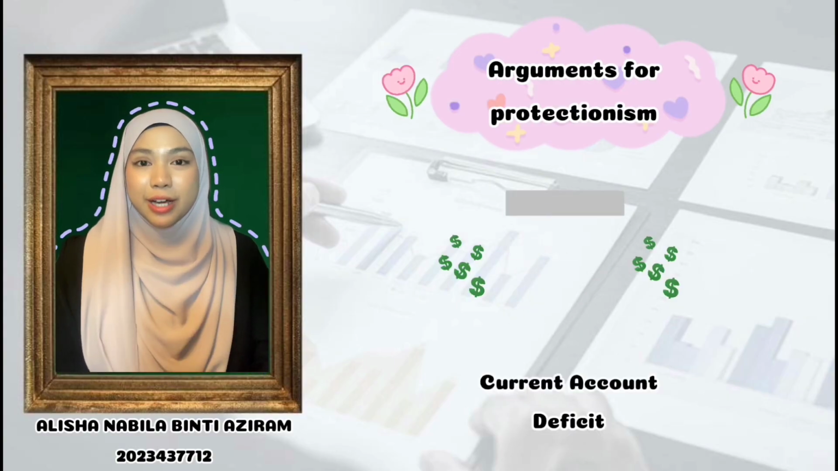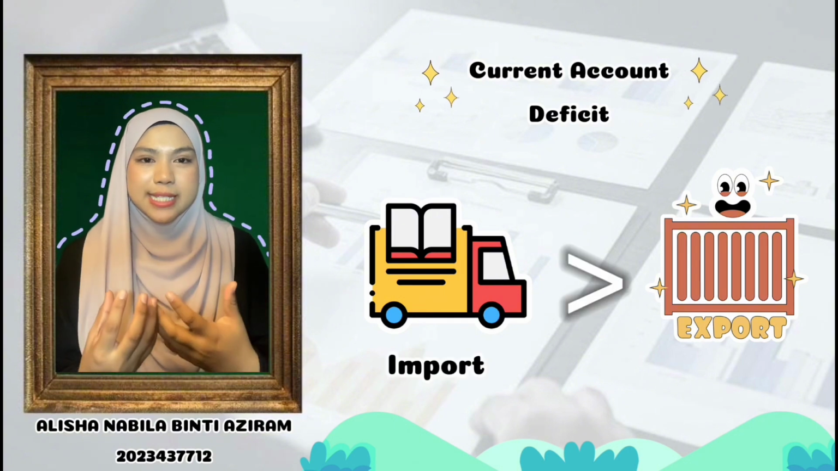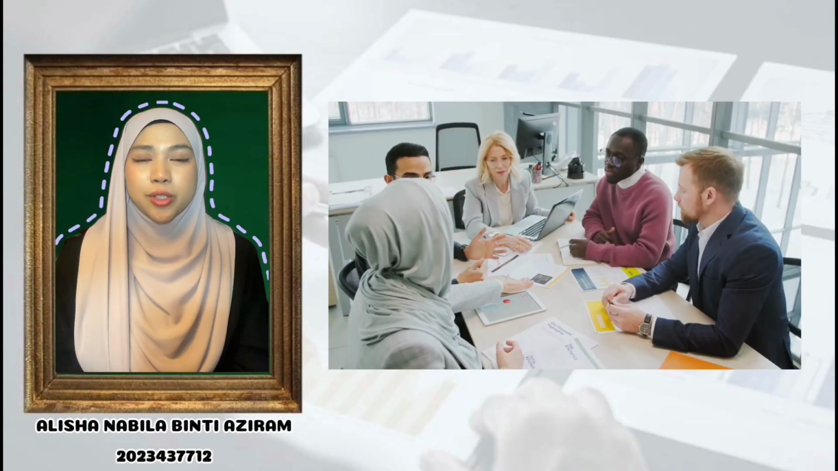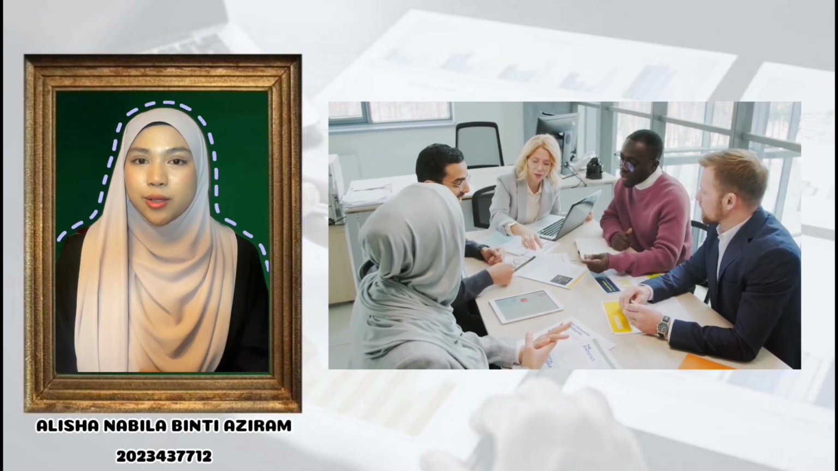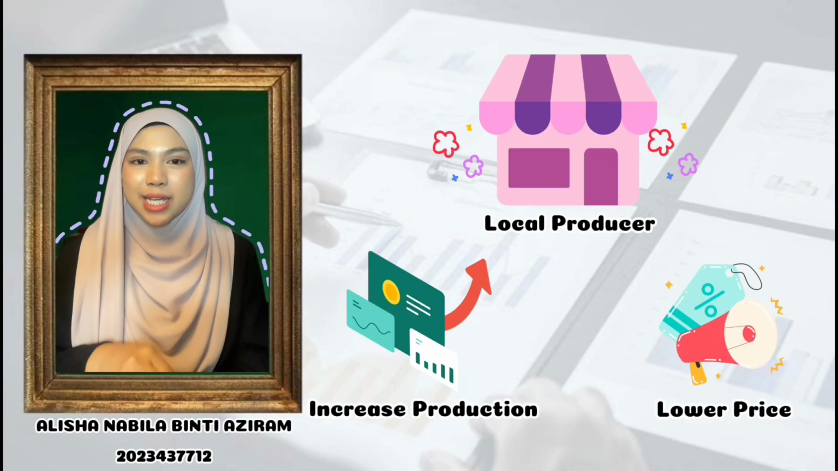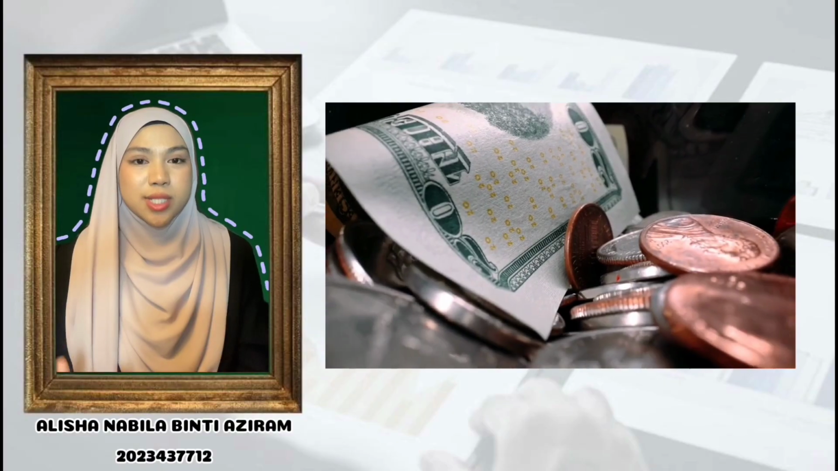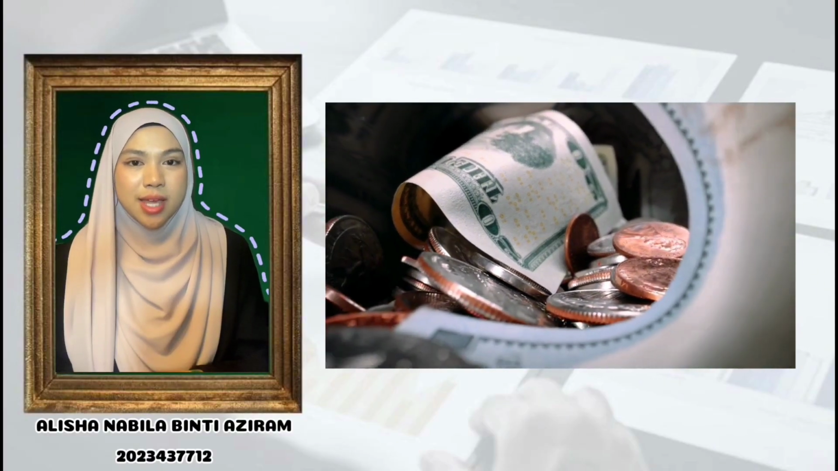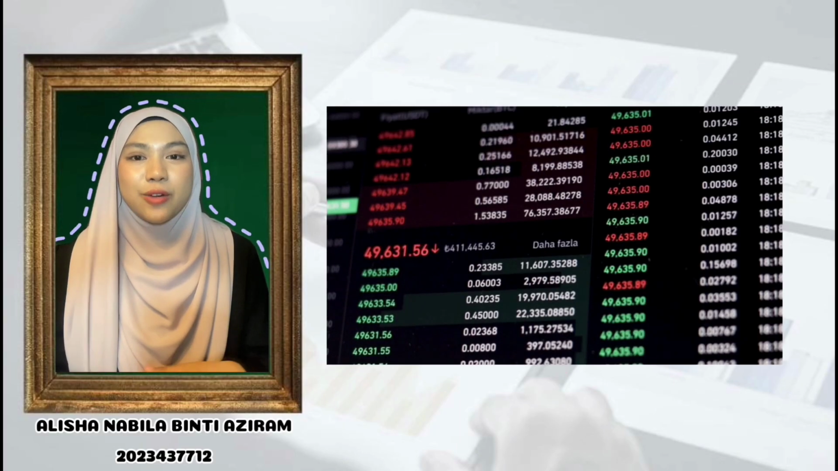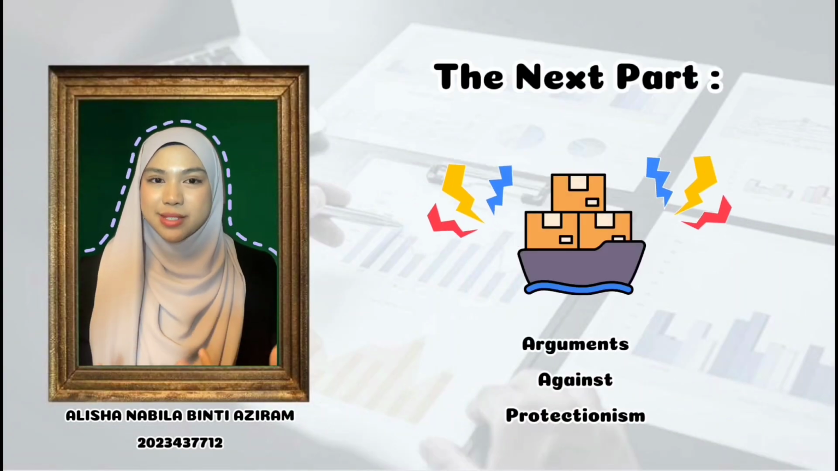And the last one is the current account deficit. A current account deficit is when a country imports more goods and services than it exports, which means the country is spending more than it earns. By implementing protectionism in terms of subsidy assistance, local producers can increase their production inputs and lower their product prices. This encourages people to buy more domestic products over imported options, which also reduces the outflow of money to other countries. And when the current account deficit shrinks, it reduces the need for foreign currency and also helps to stabilize the local currency value. Let's move on to the next part, which is arguments against protectionism.